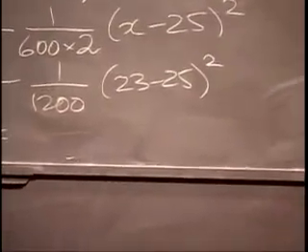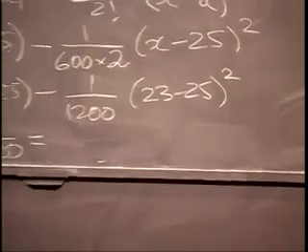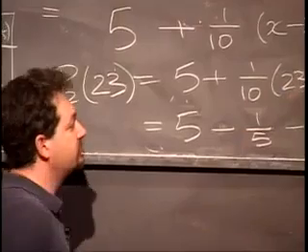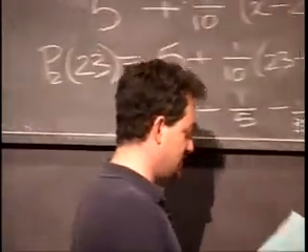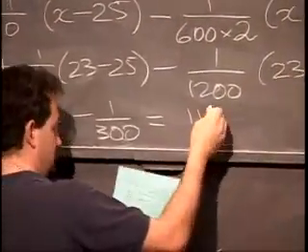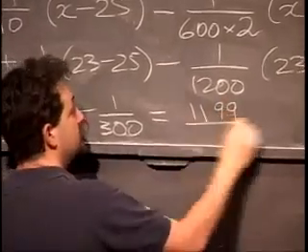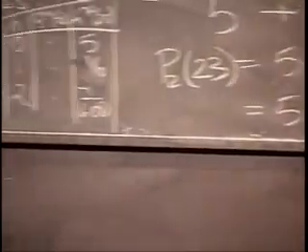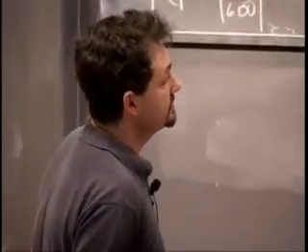And did I make a mistake? Minus 1, huh? Oh, yes, minus 1/5. 23 minus 25, thank you. And so that works out, I believe, at 1199 over 250. I find that a little bit hard to believe. I don't know. Maybe I'm hallucinating. I'm not so sure about the 1 over 600, but maybe that's what it is. I don't see a mistake.